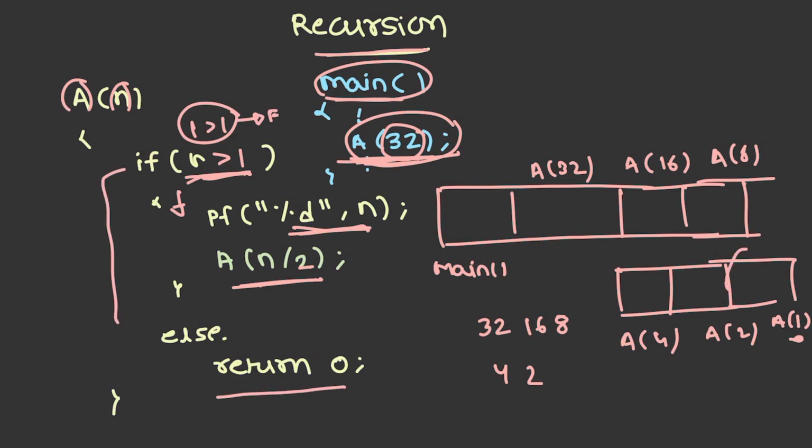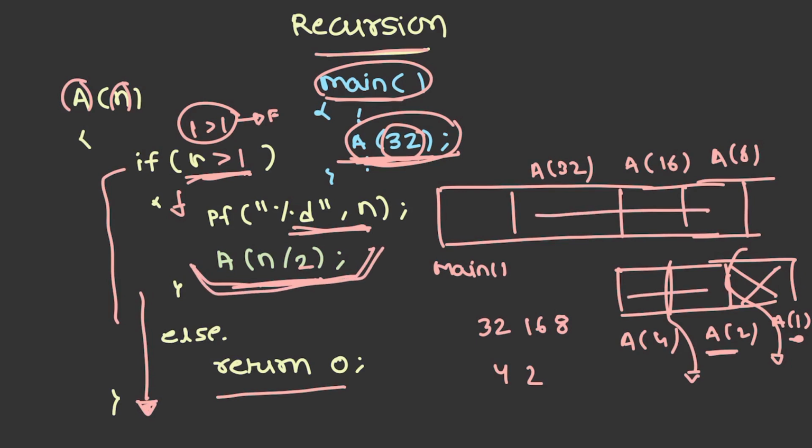After returning, a of 1 will be popped off from the stack. This will be no more. Now it will come to the execution of a of 2. We have finished the execution of a of 2 till this point. After this point, this function completes its execution and is popped off from the stack. So the function has completed execution in all these cases, and all of them will be popped off from the stack. After the first call has been popped off from the stack, the control will be shifted to the main function. This is the output of this function.